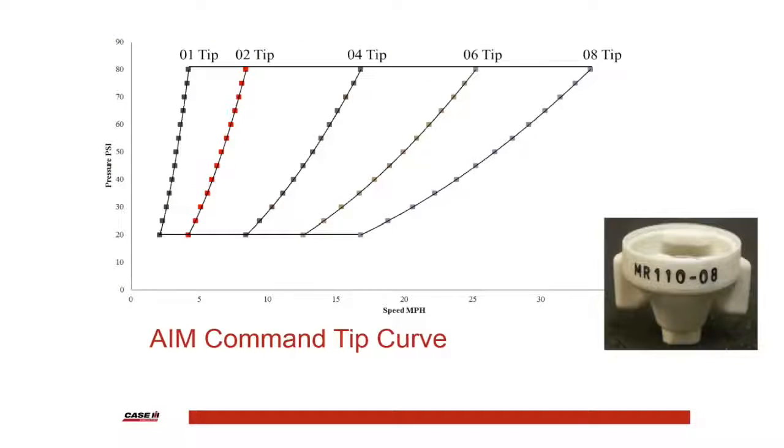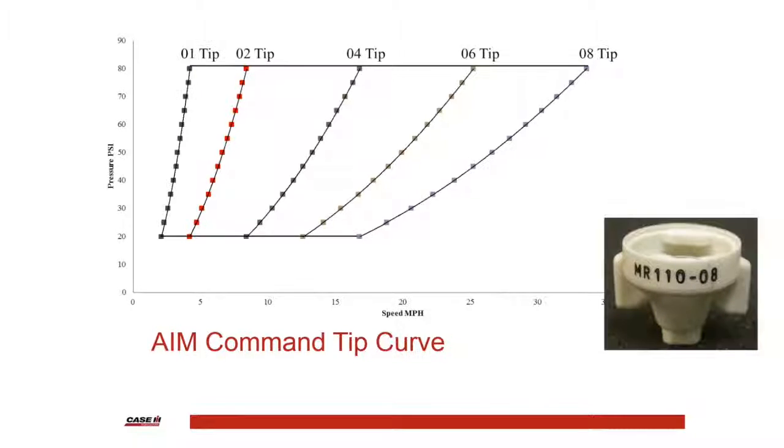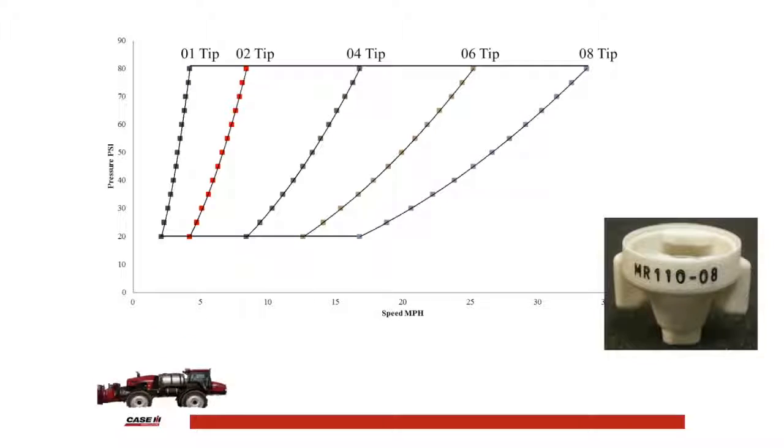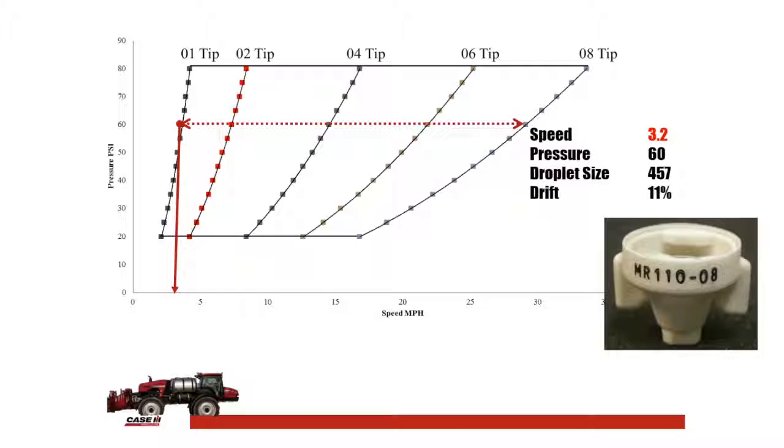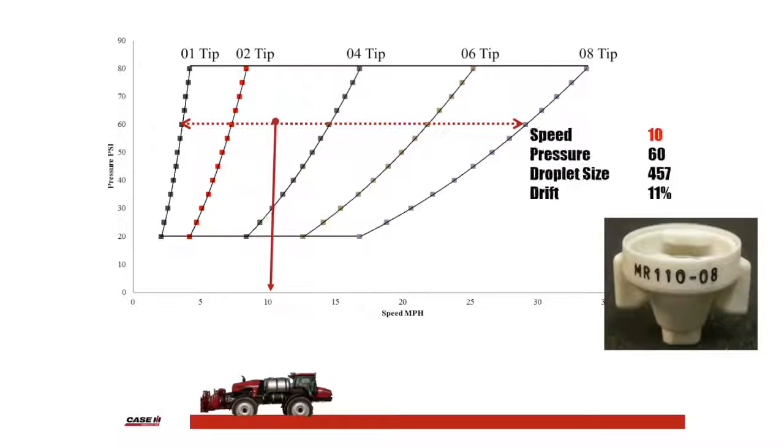This animation will show us using a Wilger MR11008 tip with AIM Command at a rate of 10 gallons per acre that as speed increases, droplet size and driftable fines remain constant throughout the 8-to-1 speed range. We will start at 3.2 miles per hour and end at 26 while maintaining 10 gallons per acre at 60 pounds of pressure. This is the biggest selling feature of a blended pulse spray system.